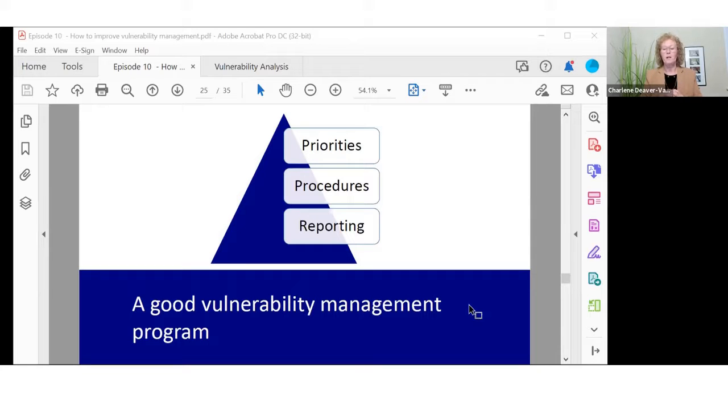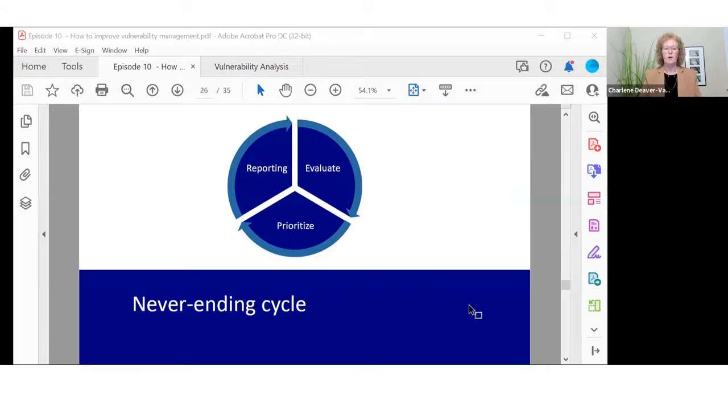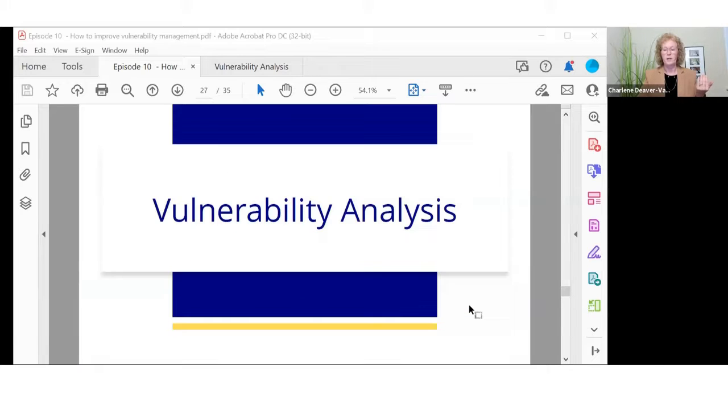And so I know you've probably seen this chart before, the typical triangle chart for good vulnerability management, where the priorities are set at the top, you've got good procedures in between, and you've got reporting that flows both ways. So this is just a recap of the never-ending cycle. You have to evaluate, go through the prioritizing. That's where the analysis part exists. And then from that, you'll generate the content for your reports that come back up. And then that drives more evaluation. And it just becomes this cycle that is repeated over and over again.